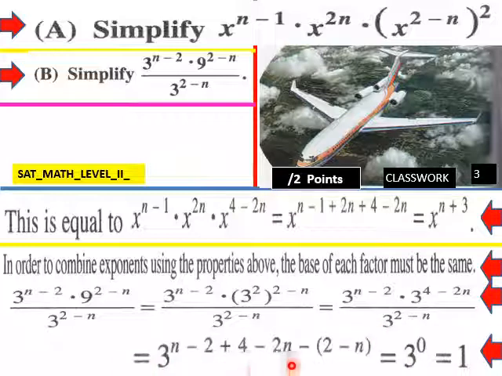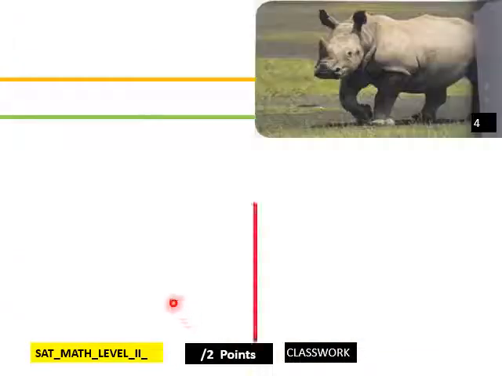So we can combine. Up here we have 3 to the n minus 2, then we add this up here, plus 4 minus 2n. And then here we're going to subtract 2 minus n, using our quotient power of exponents. And when you add all these up together, you get 3 to the 0 power, which equals 1. So that would be how we arrive at that.